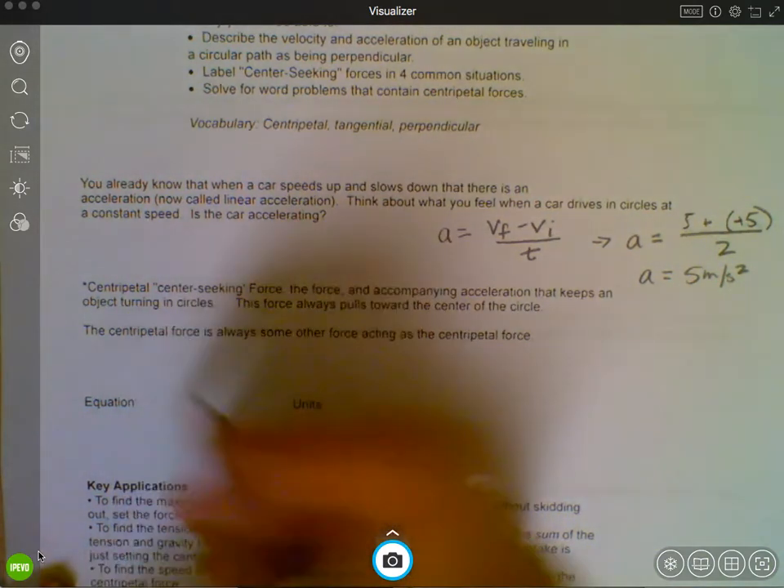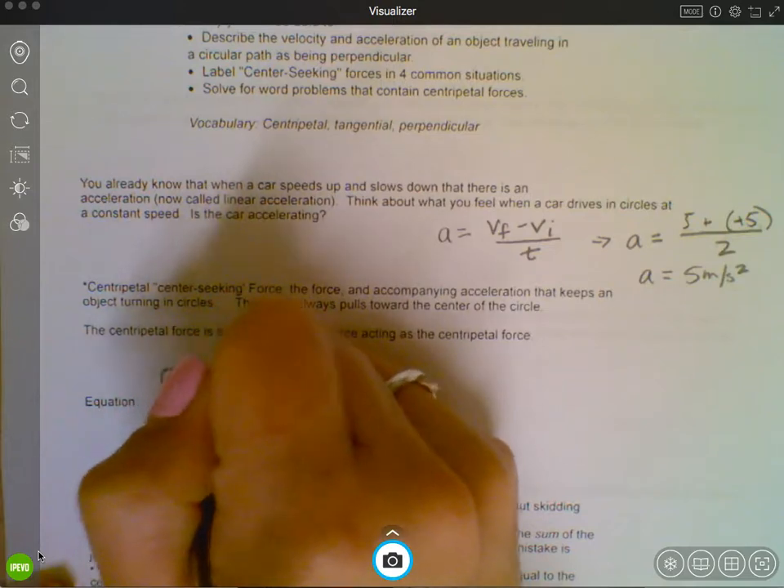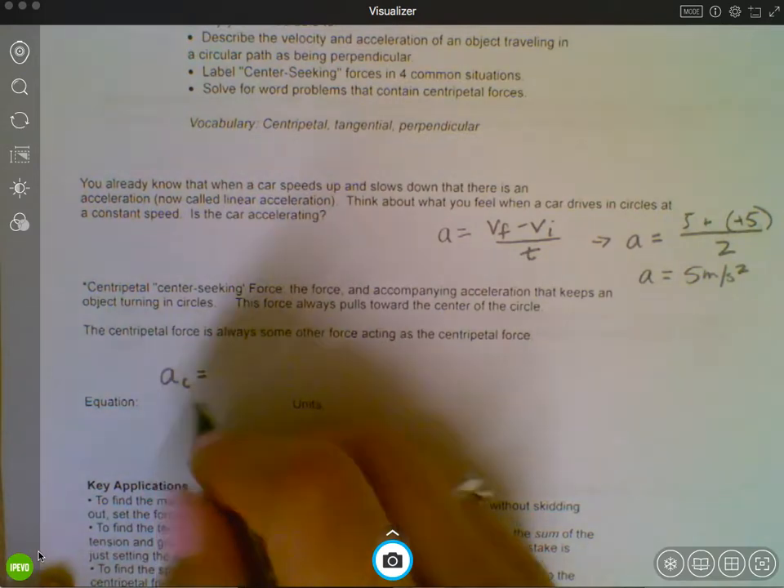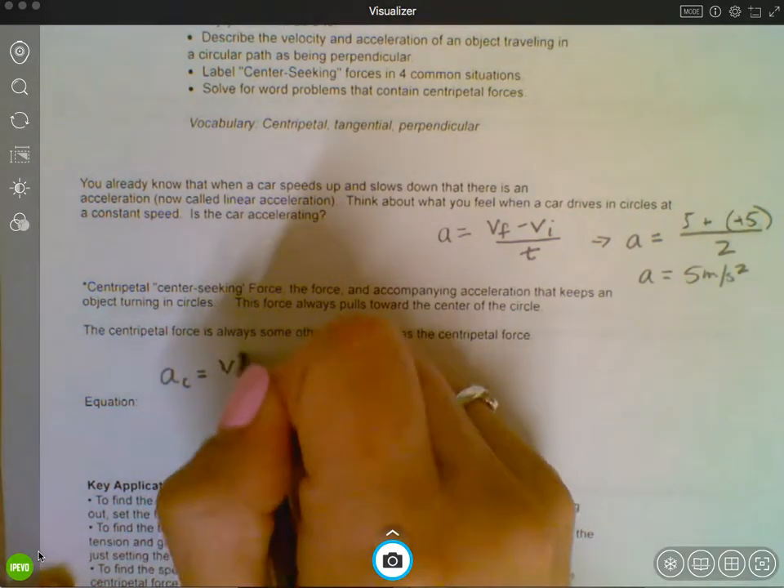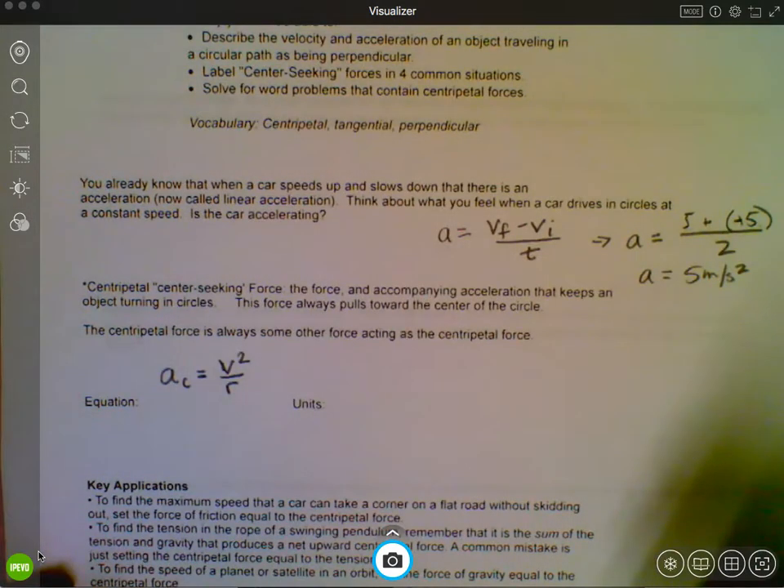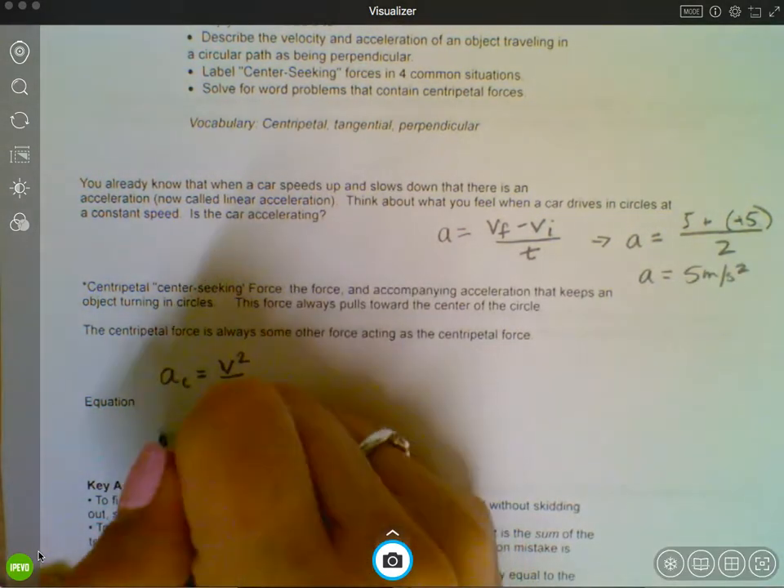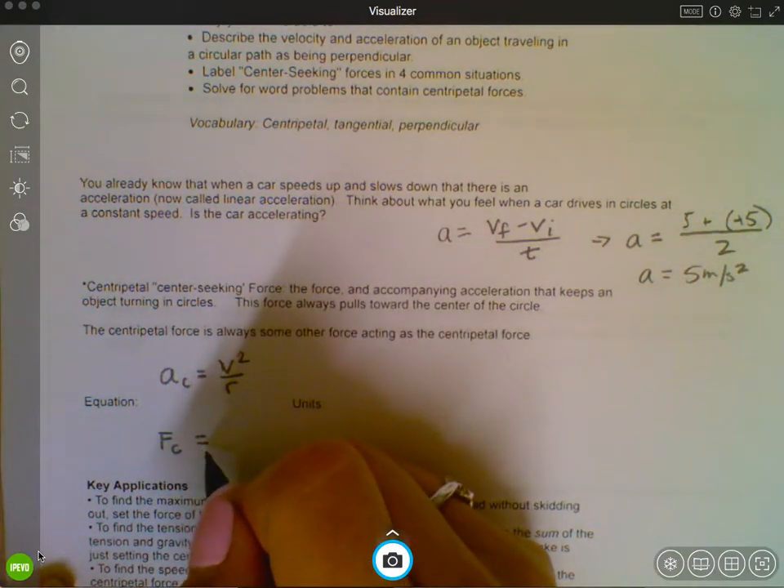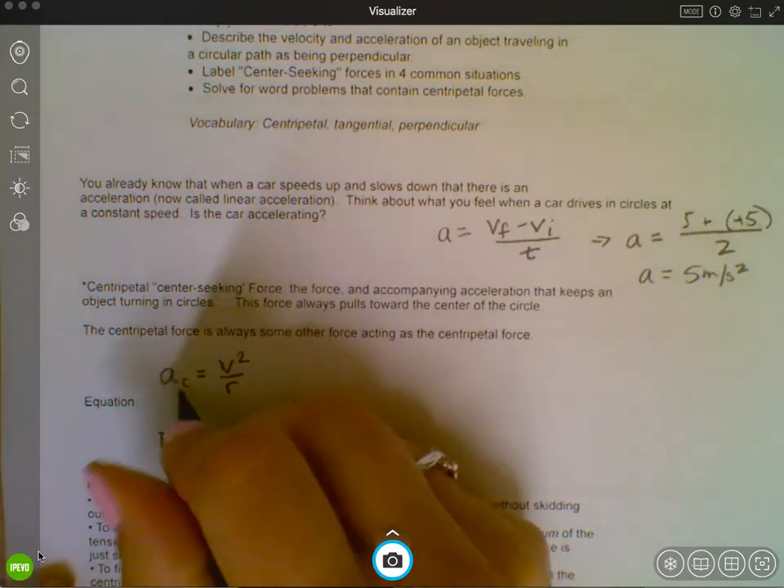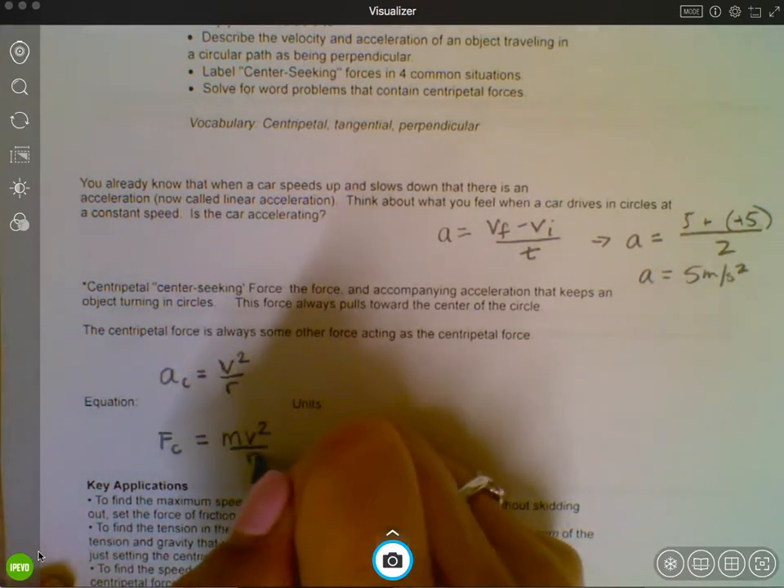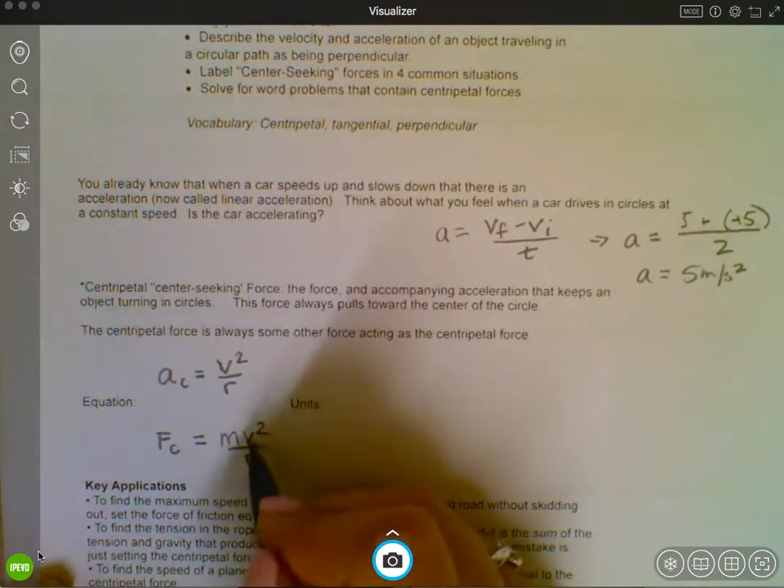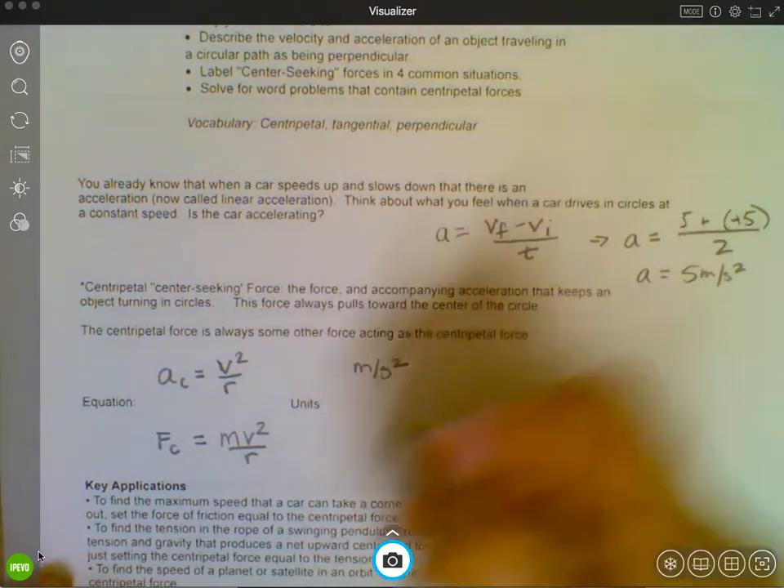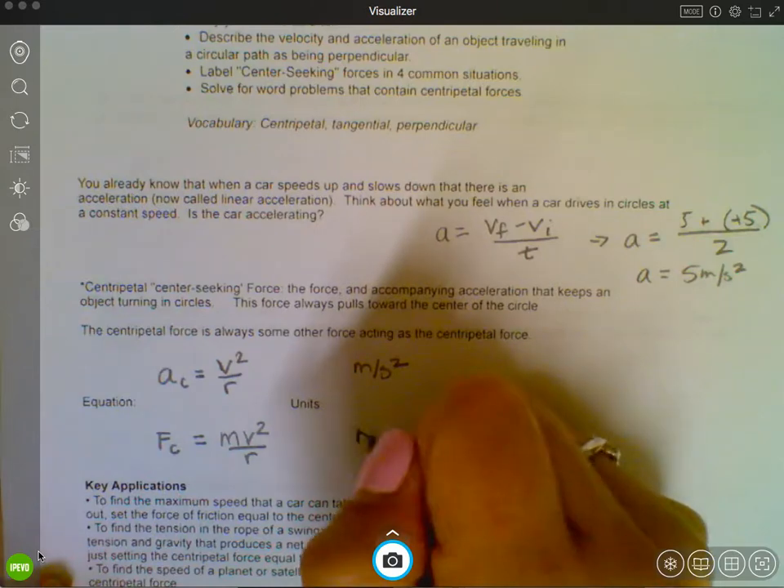The equation, I'm going to give you two equations. I'm going to give the equation for centripetal acceleration. We'll put a little c so you know it's centripetal, meaning toward the center of the circle, is a_c = v squared over r, the radius of the circle. I'm also going to give you the equation for centripetal force. If force is ma, then you know that force is m times a centripetal, which is v squared over r. So this really just says m a_c. Units for a are always meters per second squared. Units for force are newtons.